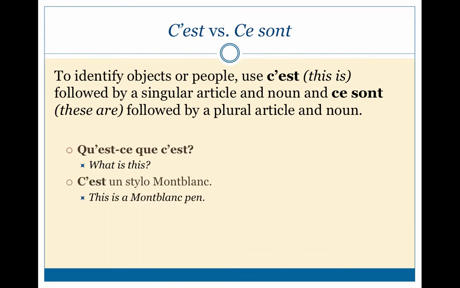And so obviously we would answer it with, this is blah, blah, blah, whatever it was that you were talking about. So we're going to go back and we're going to say, c'est. Here this noun is singular, so c'est un stylo Montblanc. We're going to use that. But if our noun is plural, like this, des classeurs, we're going to use the word ce sont.